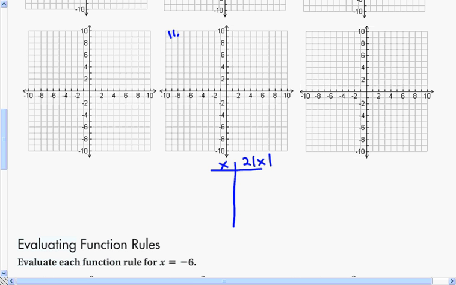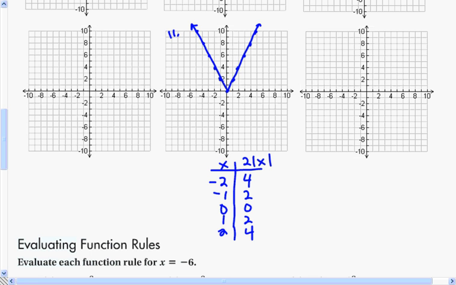So I'm going to choose these values, some negatives and some positives, so we make sure we see where it changes directions. If I take the absolute value of negative 2, that's positive 2 times 2 is 4. And we get 2, then we get 0, 2, and 4. Plotting those points, I get a graph that looks like this. And I know that once I get going in a certain direction, it's going to keep going in that direction. But at negative 1, I'm positive 2 again. So I get a V shape like that.